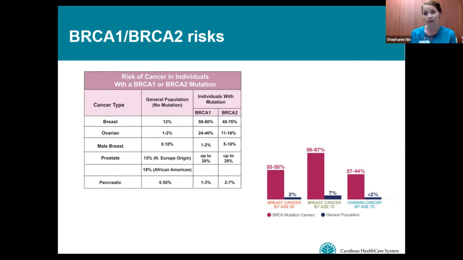And then pancreatic cancer. Pancreatic cancer is thankfully not very common even in BRCA mutation carriers, but it is a difficult cancer, difficult to treat, diagnosed late. Often we don't have great screening for it. So if we know that someone carries a BRCA mutation, it gives us the opportunity to set up a screening program for all of these cancers.